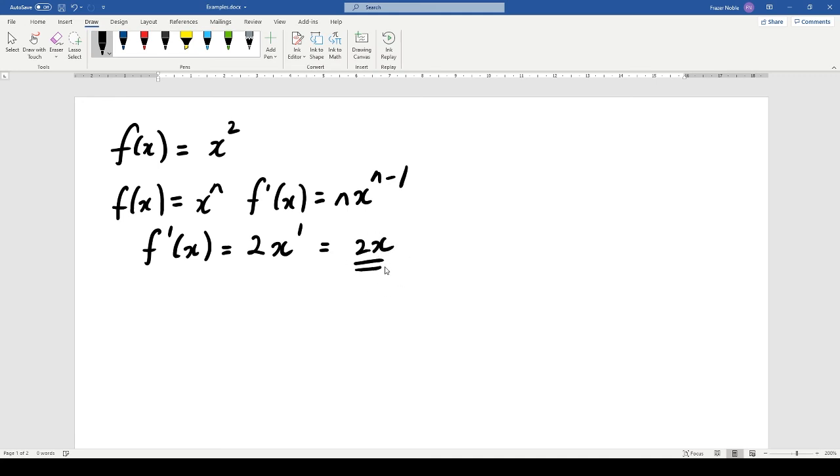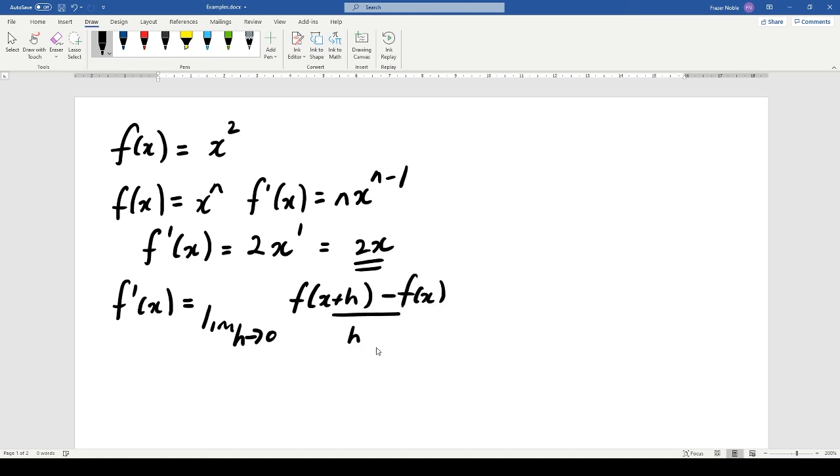That's our derivative. Now we can check this using the definition of the derivative. We know that f dash x is equal to the limit as h tends to 0 of f of x plus h minus f of x, all divided by h. So we can substitute into this formula for x squared, and we end up having x plus h squared minus x squared, all divided by h.